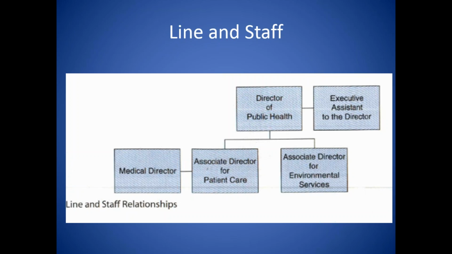So in this illustration, we have a director of public health who has direct line authority over the associate director for patient care and the associate director for environmental services. We also have two people who have staff roles. The executive assistant to the director doesn't have direct authority over any employee, but assists the director in achieving the organization's mission. The same might apply to the medical director in the relationship to the associate director for patient care.